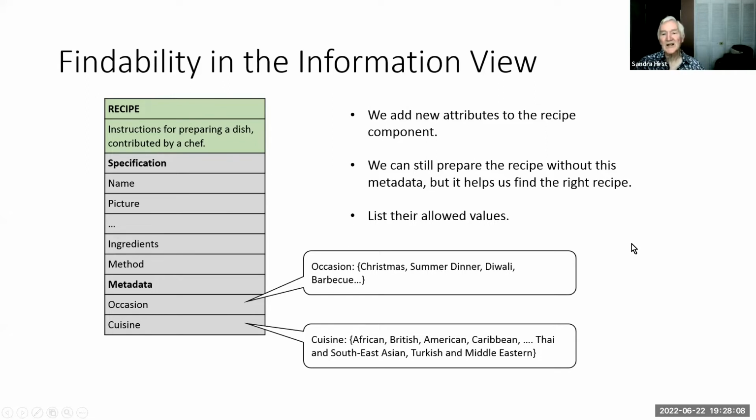Now, because we're doing a complete deconstruction of the site, we also, for each of these pieces of metadata, list their allowed values. So occasion is Christmas, summer dinner, Diwali, barbecue. Cuisine is African, British, American. We don't have to display them in a set form. We can put them in a spreadsheet or in a list, whatever works for the purpose. Here I was interested in compactness, so I use this list format.